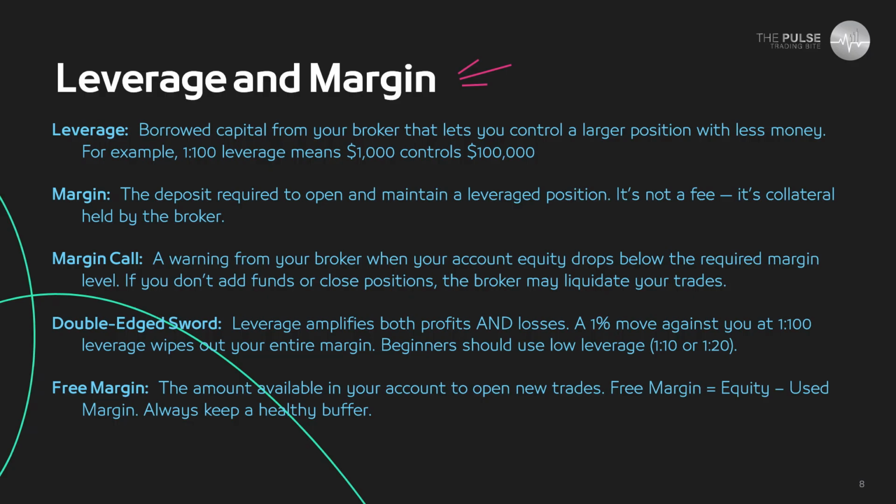So when you use leverage, that means you are borrowing money from your broker. You have a 1,000 account balance, that is your personal balance, and the broker is giving you 50,000 or 100,000. Whatever the broker is giving you, that proportion is the leverage. For example, 1 by 100 leverage means you have 1,000 and the broker is giving you the remaining money to control a 100,000 position. So margin is the deposit required to open and maintain a leveraged position. It's not a fee, it's collateral held by the broker.